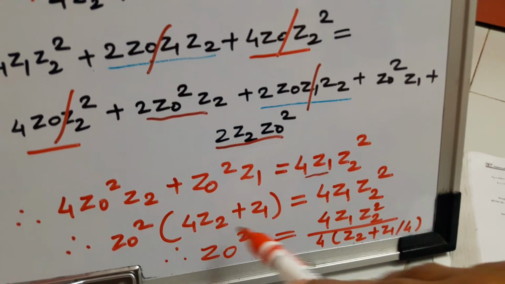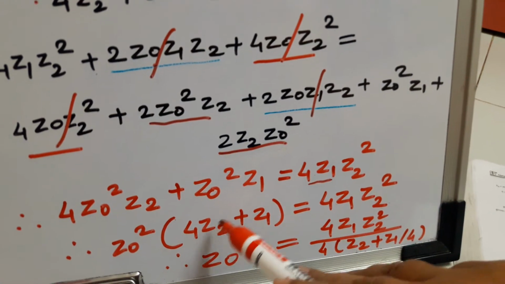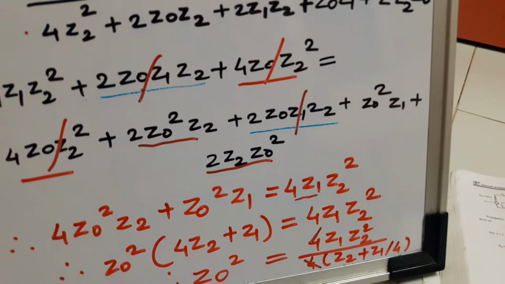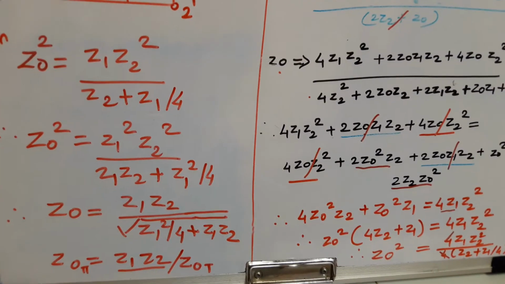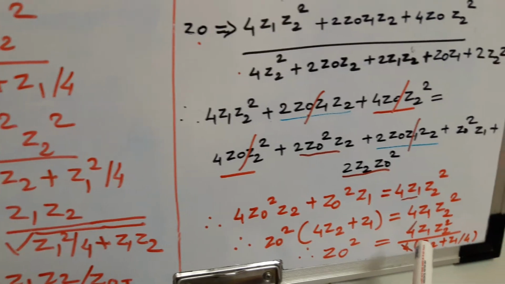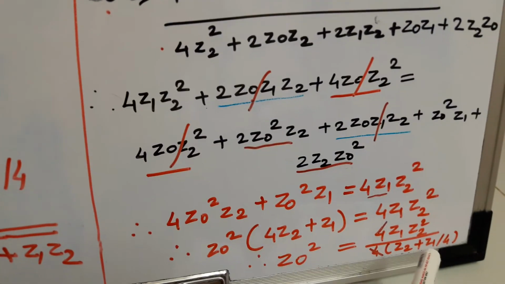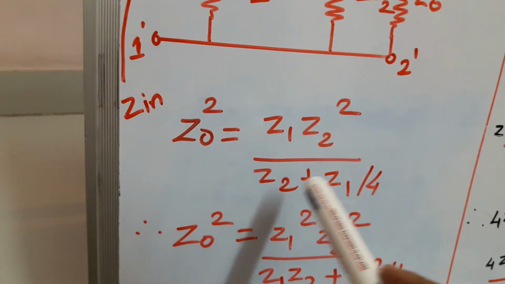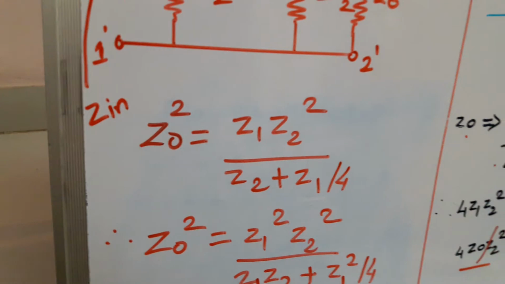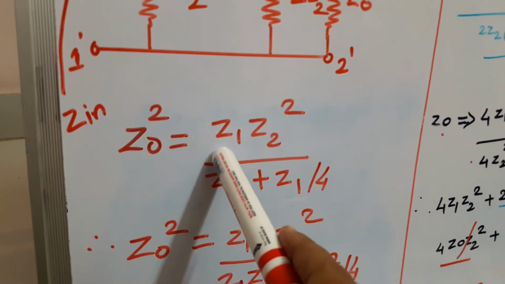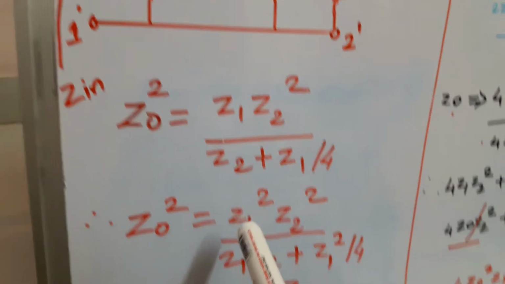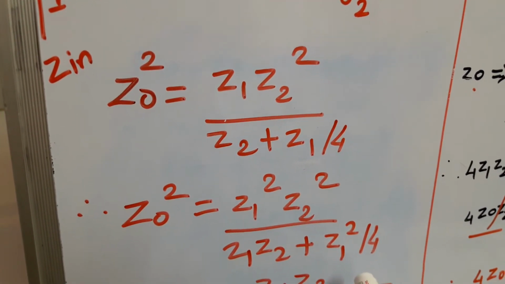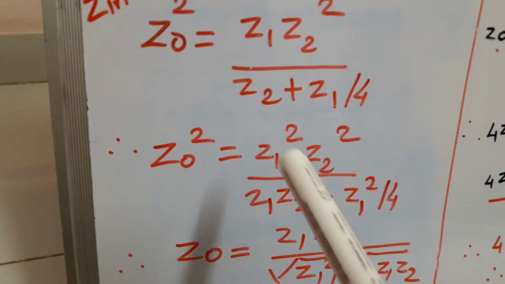Z0 square is equal to, take 4 common from this bracket, so we will have Z2 plus Z1 by 4. Now this 4 will get cancelled. So we will have Z0 square is equal to Z1 Z2 square divided by Z2 plus Z1 by 4. So same thing is written over here. Now multiply and divide by Z1 here. So we will have Z1 square Z2 square divided by Z1 into Z2 plus Z1 square by 4. Purposely we are making this adjustment. Okay, so now take square roots.